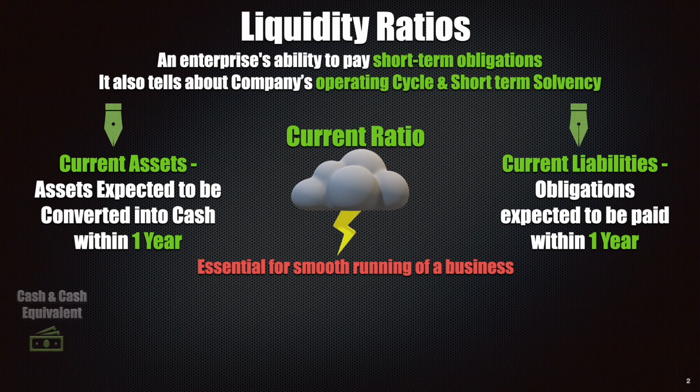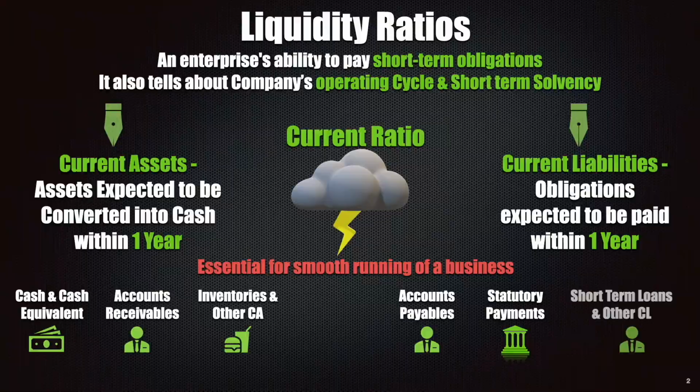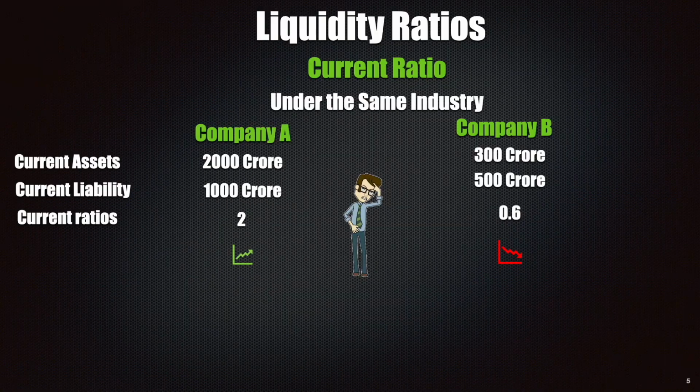Current assets include cash and cash equivalents, accounts receivables, inventories and other current assets, whereas current liabilities include accounts payable, statutory repayments, short-term loans and others. So let's understand the current ratio with the help of this example.